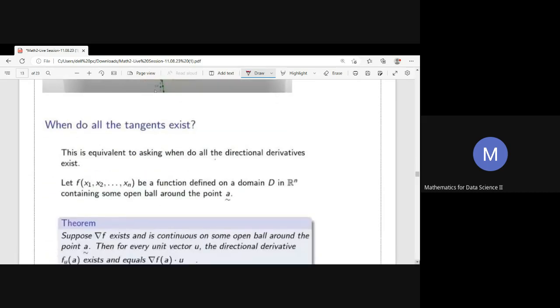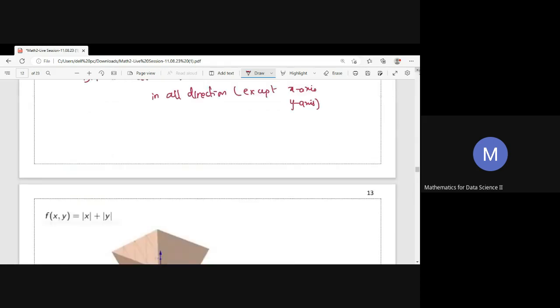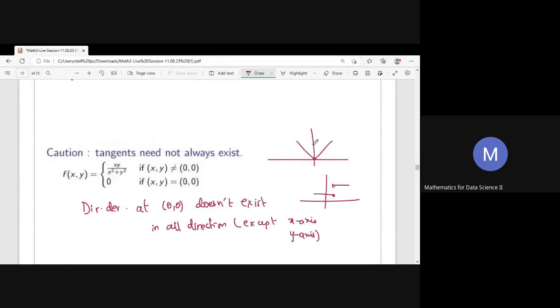So what is the condition under which we can say that the tangents exist? For that you need the gradient to exist, and it should also be continuous. First of all, the gradient should exist and be continuous on some open ball around the point A tilde. Then for every unit vector u, the directional derivative f_u of A tilde exists and equals del f of A tilde dot u. This is what they are saying for the existence of tangents. The same is the condition here also.